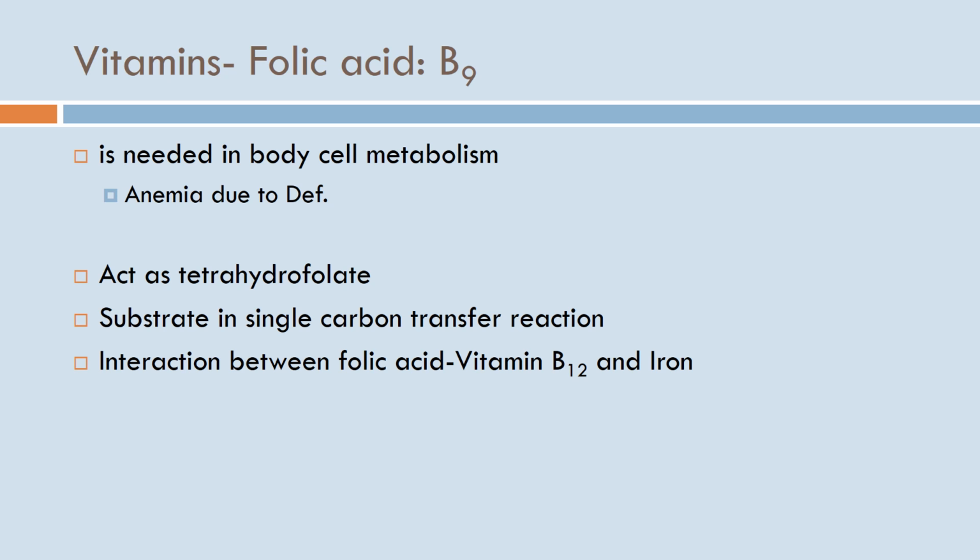Vitamin B9 or folic acid that is needed in body cell metabolism, and its deficiency cause anemia. It act as tetrahydrofolate. So it is a substrate in single carbon transfer reactions. So interaction between folic acid and vitamin B12 and iron present.